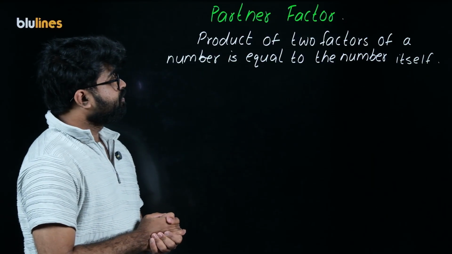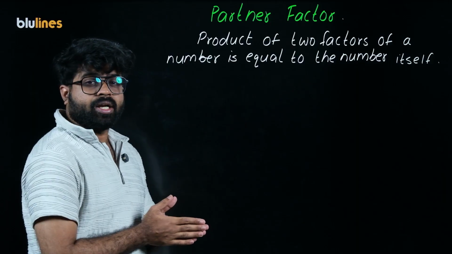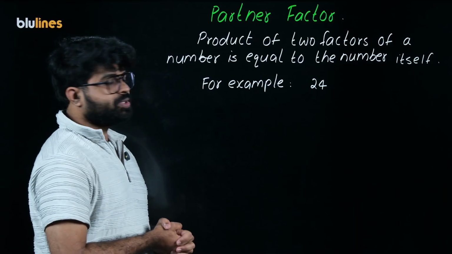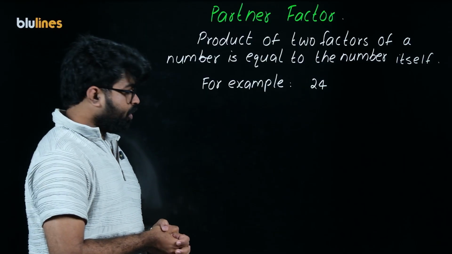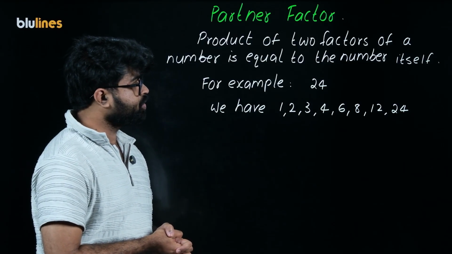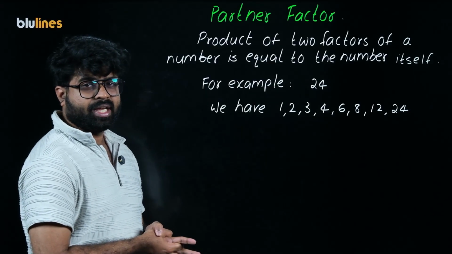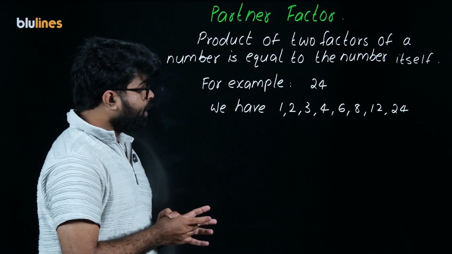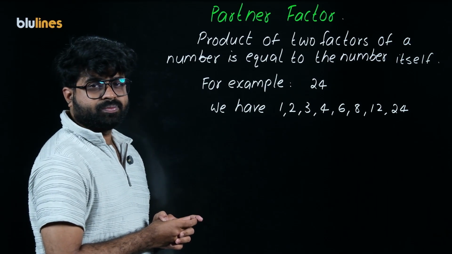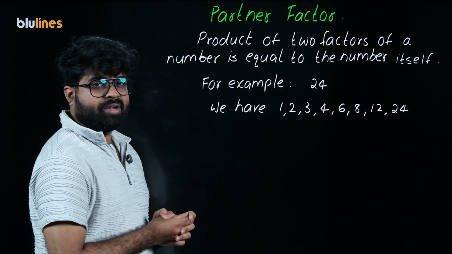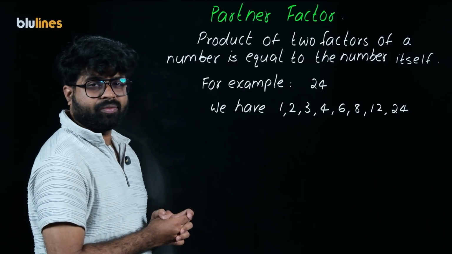Now we can see the definition of a partner factor. If I pick a number, for example 24, what are the factors of 24? 1, 2, 3, 4, 6, 8, 12 and 24. Among these, if I multiply 12 with 2, we have 24. If I multiply 8 with 3, we have 24. If I multiply 6 with 4, we have 24.